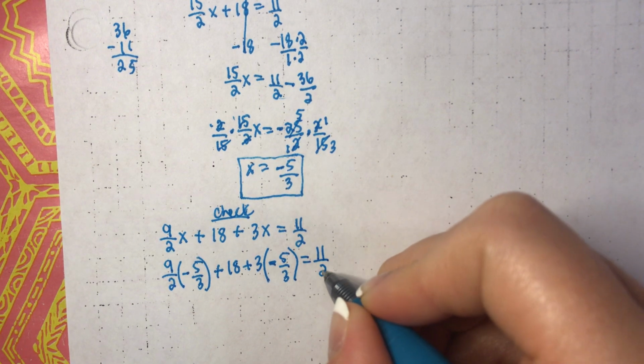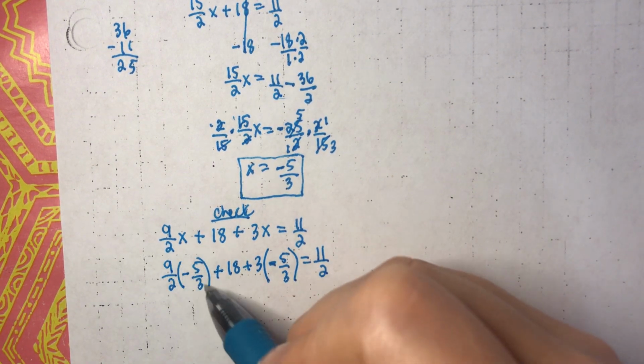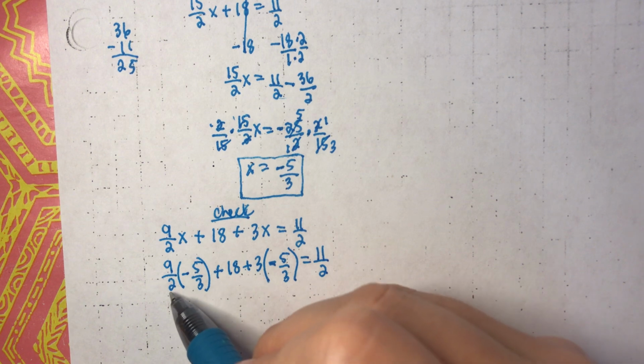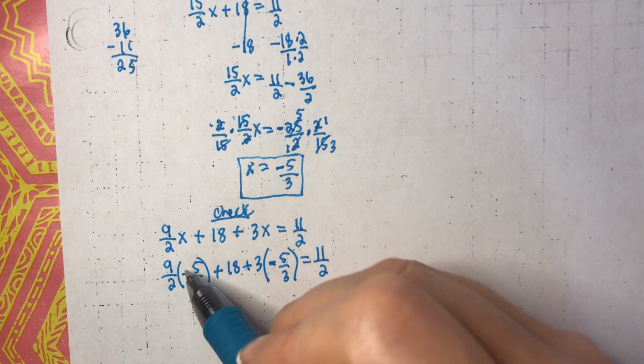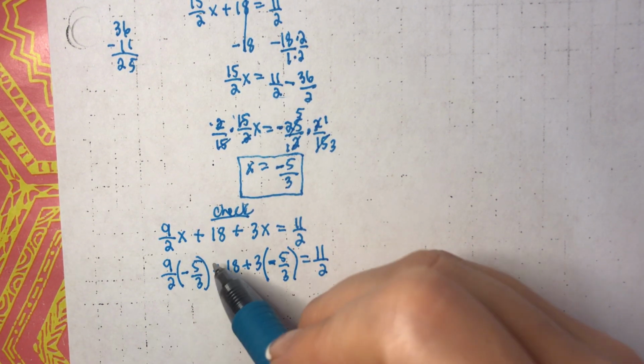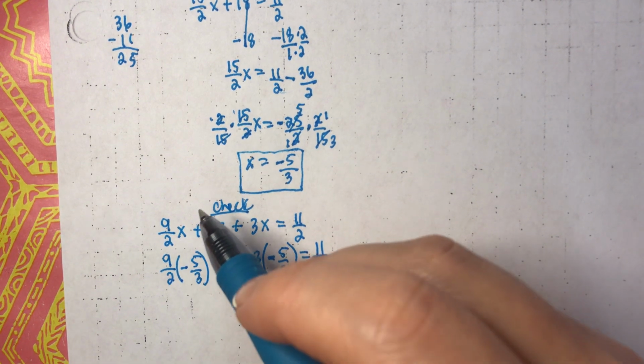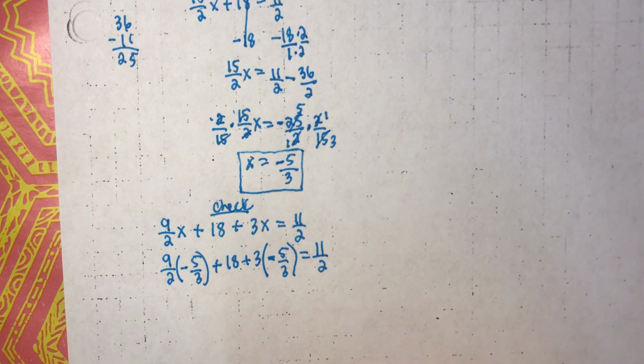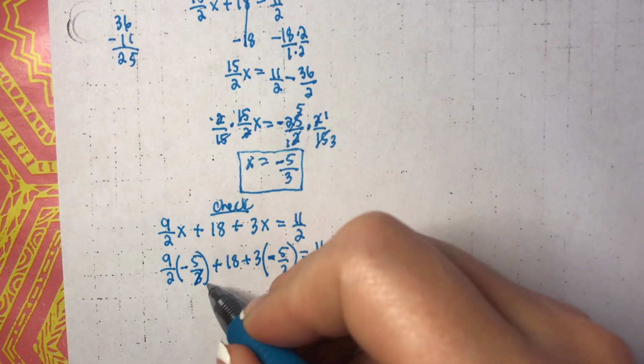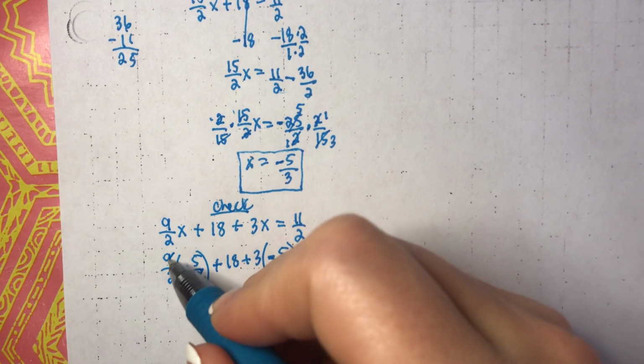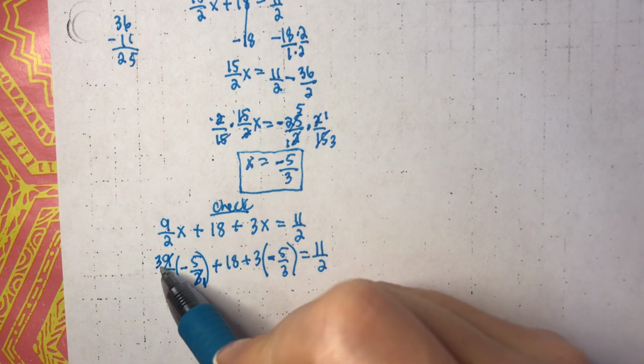Equals 11 over 2. All right, so here we're just going to multiply these fractions again. We always look to cross cancel first. Can't cancel anything with the 2 and the 5. What about the 9 and the 3? Do they share a common factor? Yes, they do. They share 3. 3 goes into 3 one time, 3 goes into 9 3 times, and then we multiply across.